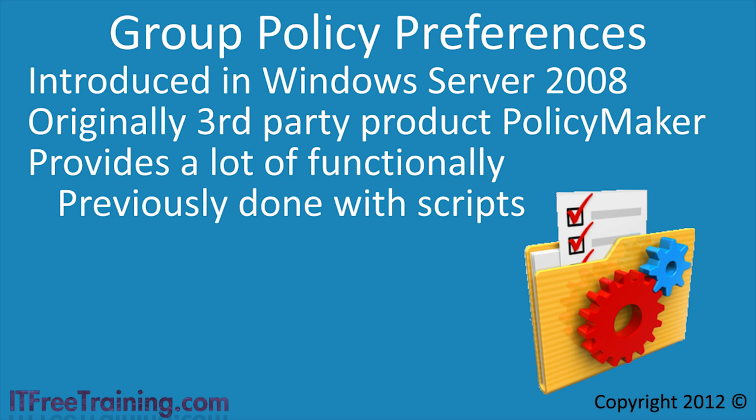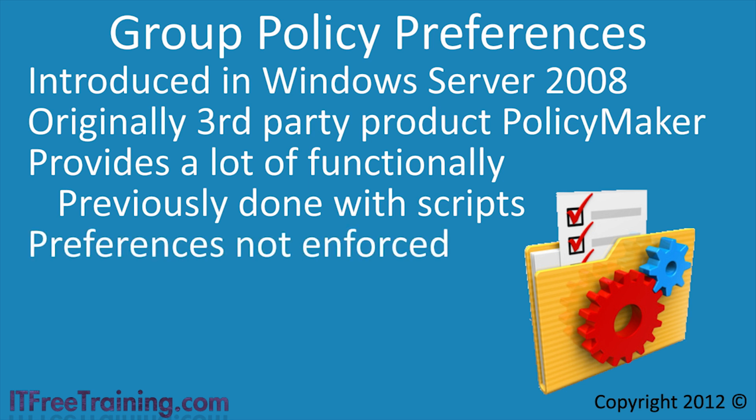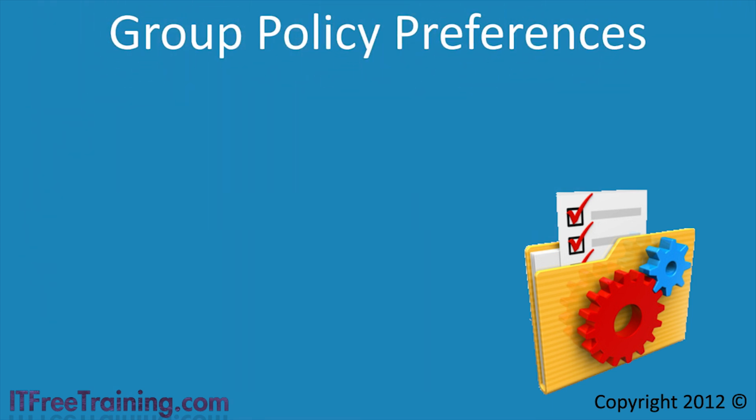Preferences differ from traditional group policy in that they are not enforced like group policy. Group policy preferences are applied to the system, but the user has the choice to change the settings or use their own. Like group policy, preferences require a client-side extension, or CSE, in order for it to be applied on the target operating system. Without the CSE support on the client, the settings will simply be ignored.